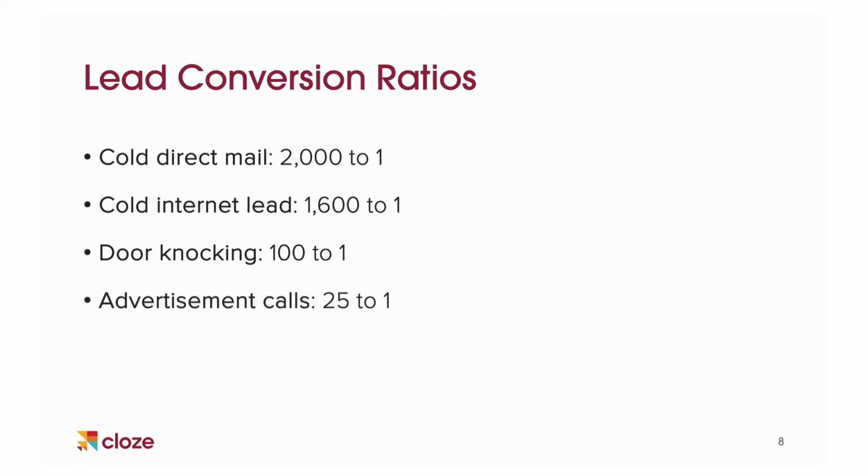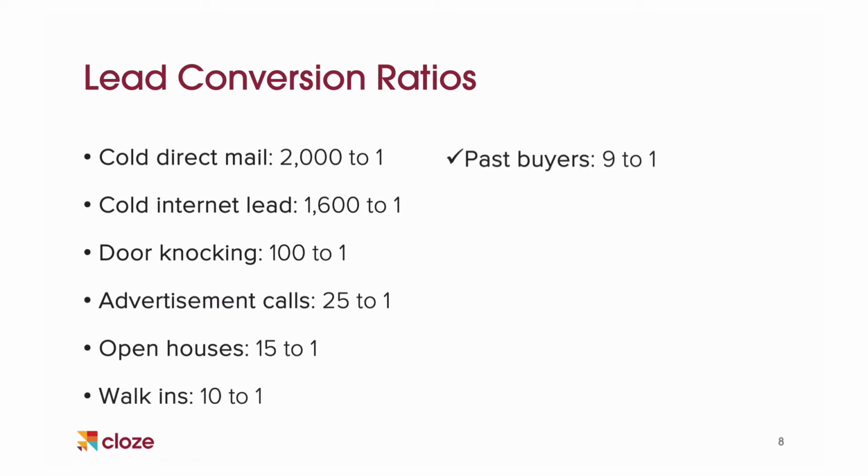Advertising gets a little better, still expensive. Open houses, now you're in person, so the chance of converting is actually much higher. But when we look at it, where are the best converting ratios? Where's the best conversion ratio for you? Past buyers, past clients, so past buyers and sellers, and referrals. Those are really the best converting areas for us.